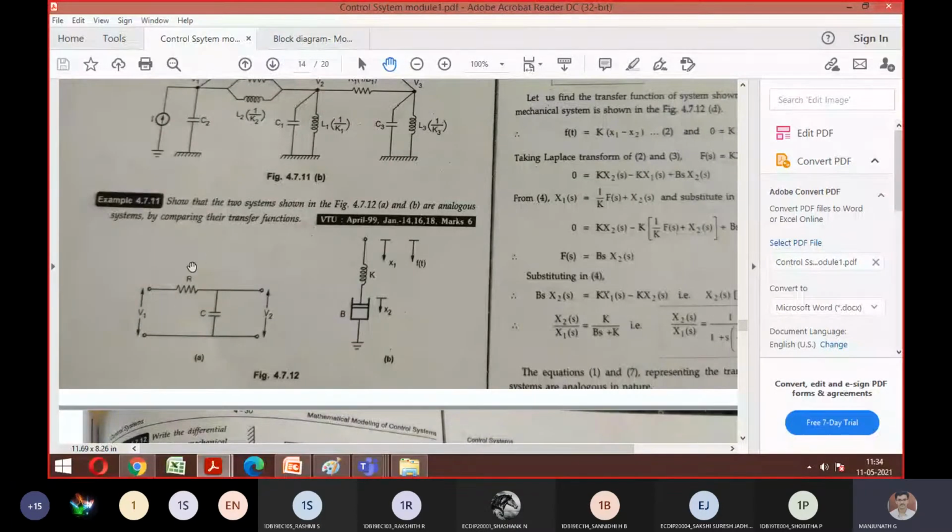So how we solve with respect to your electrical system, the same logic you have to apply for your mechanical system or a physical system to get the transfer function. Then you have to compare both and say both look similar. That is the meaning of this question. So let's discuss the thing which was left out in module number one. The question is: show that the two systems shown below, A and B, are analogous systems by comparing their transfer function. I hope everyone knows the meaning of transfer function, right?